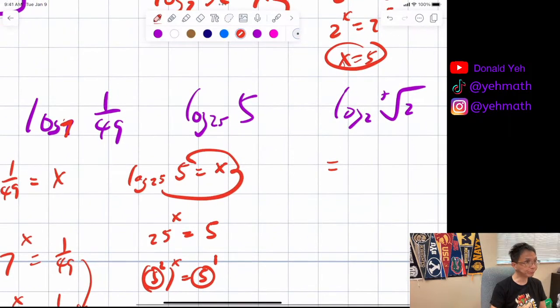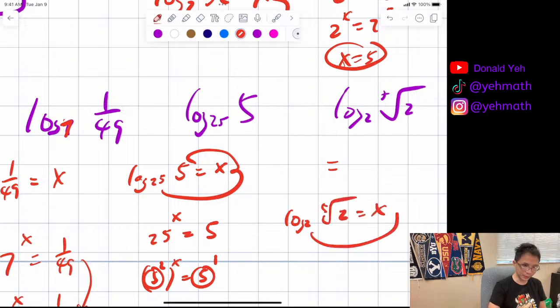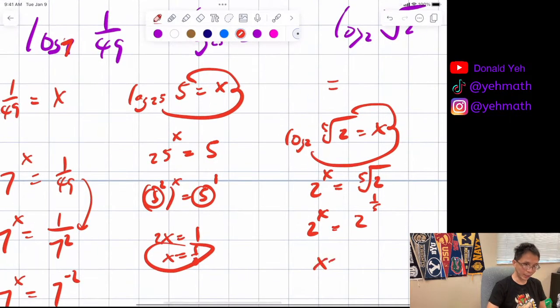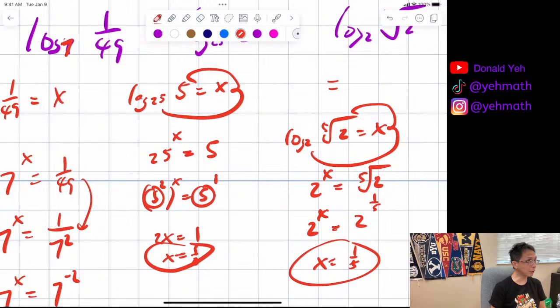Okay, the last one. Armin? 1/5? Anybody else get different? So log base 2 of the 5th root of 2 is equal to x. 2 to the x equal to the 5th root of 2. 2 to the x equal to 2 to the what? 1/5. Armin, is that what you get? Okay, x equal to 1/5. And that's how you evaluate this. Very straightforward.